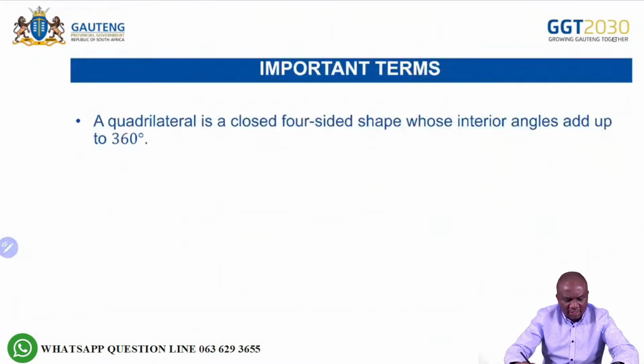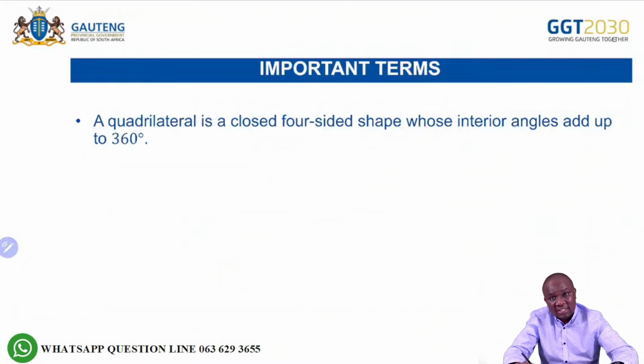Okay, right. A quadrilateral is a closed four-sided shape whose interior angles add up to 360 degrees. Remember, triangle, the interior angles add up to what? 180 degrees. But a four-sided shape, the interior angles will add up to 360 degrees.